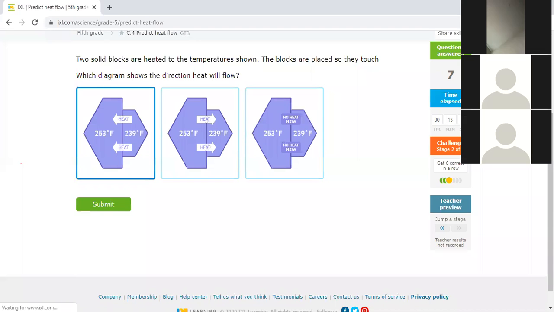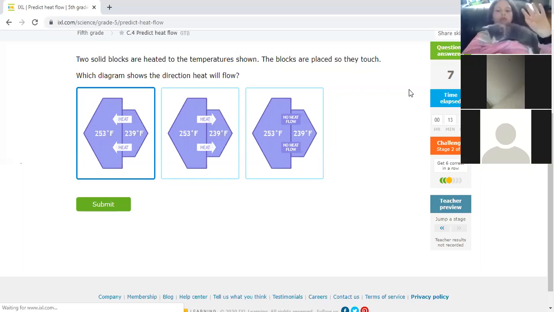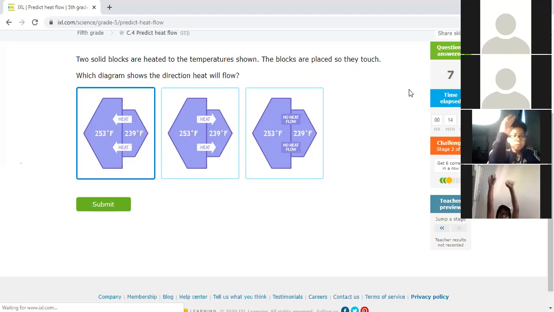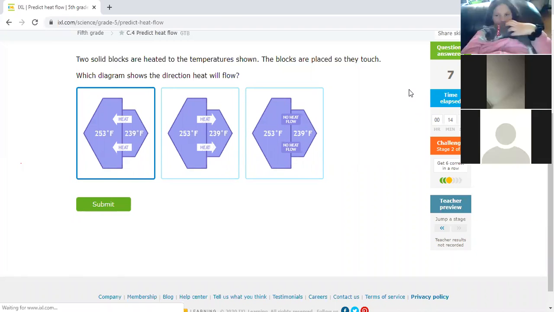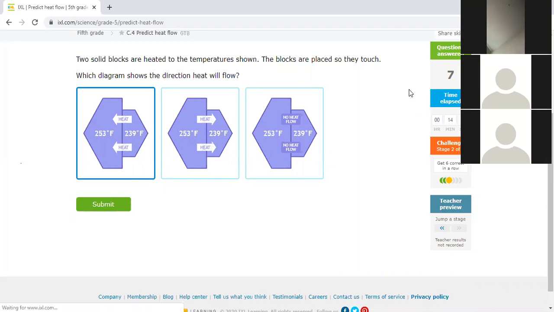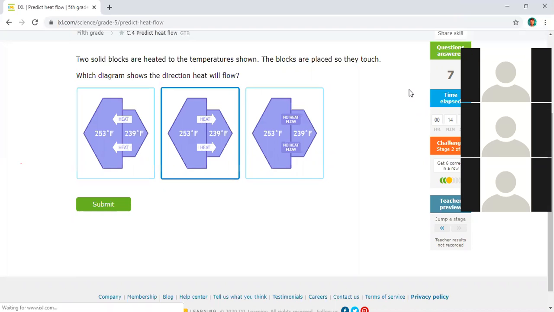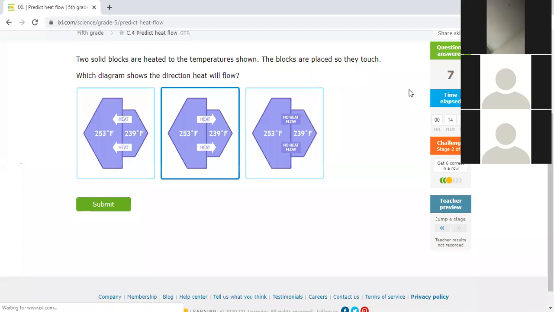Okay, so we are going from 239 and given heat to 253. Does anybody else want to raise their hand maybe if they think it's a different one? I see a lot of hands. Dravin. Hold up, let me just look at this again. It's the middle one. So Pooja, you are super duper close.